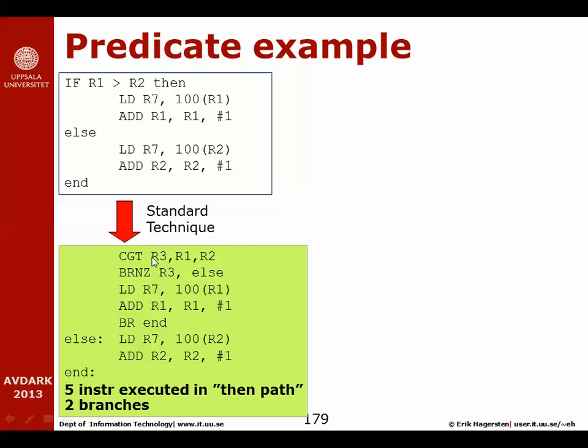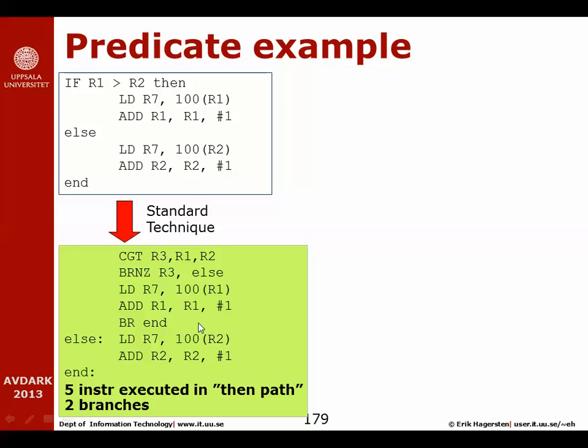So here, just counting the number of instructions, we have 5 instructions executed during the then path. So 1, 2, 3, 4, 5, branching down here. And if it's the else path, we're going to execute 1, 2, and then we do the branch here, and then 3, 4. So worst case, we have 5 instructions to execute, and we have 2 branches in this code. One is a conditional branch, the other one is a non-conditional branch.